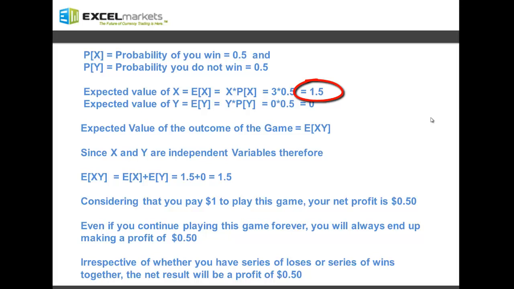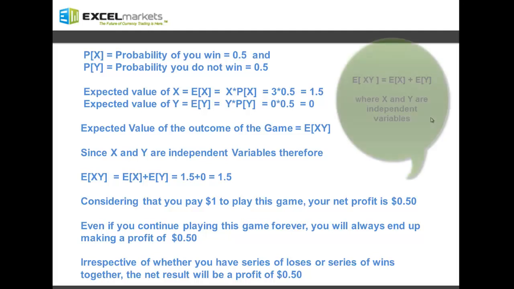Therefore, the expected value of getting an outcome X, that is, the expected value of earning a profit of $3, is 1.5, while the expected value of Y using the same formula comes out to be Y times P(Y), where Y is the profit you earn when you do not win the game. That is 0. Therefore, expected value of Y comes out to be 0. Now, since X and Y are two independent variables, as used in statistics, the expected value of the sum of two independent variables is the sum of the expected values of those two variables.